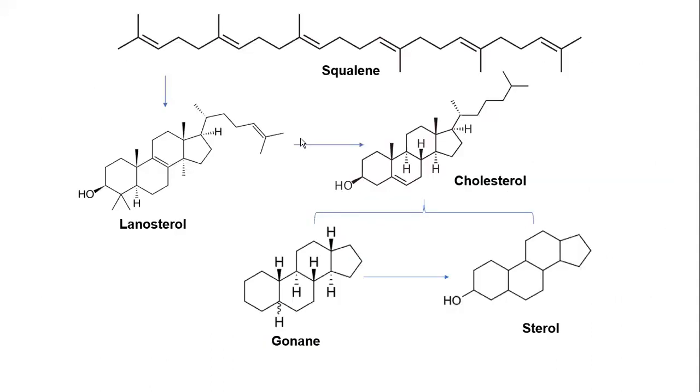Now move to the next slide. This is squalene, which is a precursor of many steroids. This squalene is converted into lanosterol, which is further converted into cholesterol through biosynthesis. And this cholesterol is a precursor of different types of steroids, such as gonane, which further produces sterols. So this is a simple illustrated diagram from which you can understand how these steroids are produced.